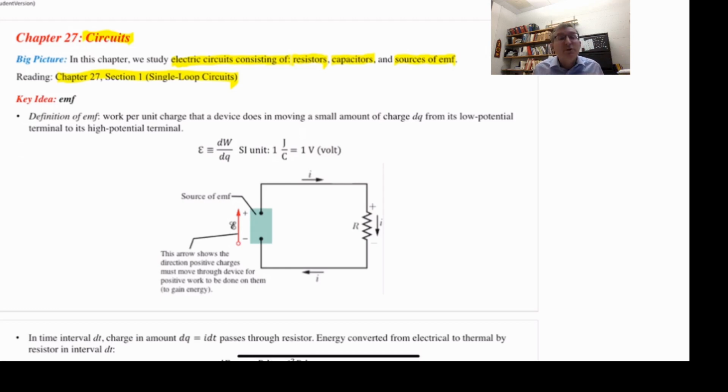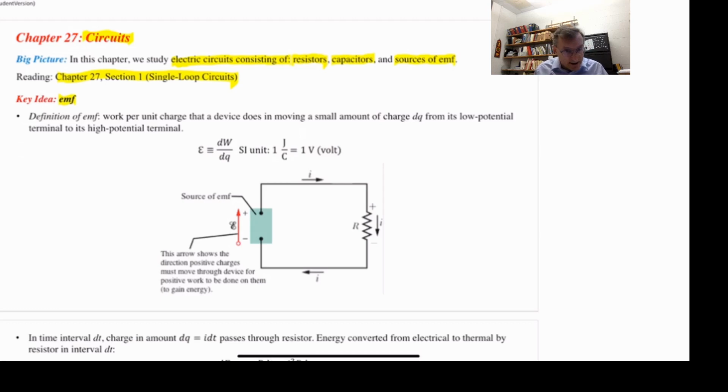And so what we really have to do first, before we can even really analyze a single loop circuit, is define this newest member of the family of circuit elements. We've studied capacitors and resistors, and now we're going to study what's called a source of EMF. Please note how you say that. It's not "emf", it's E-M-F. Say the letters individually.